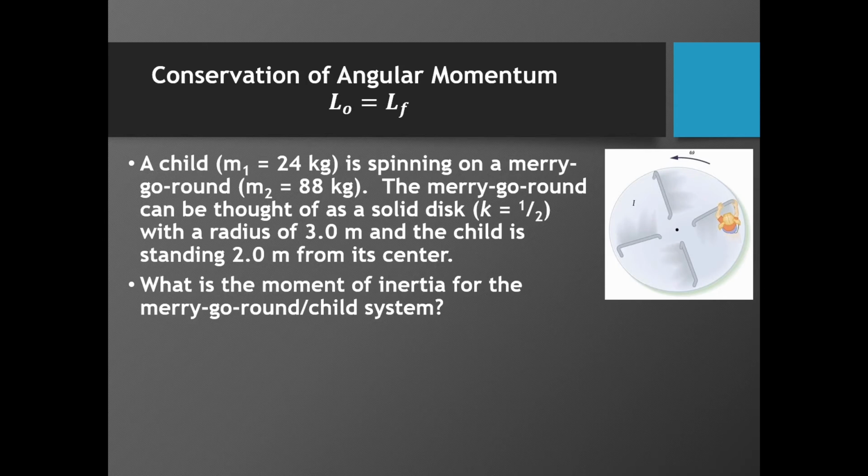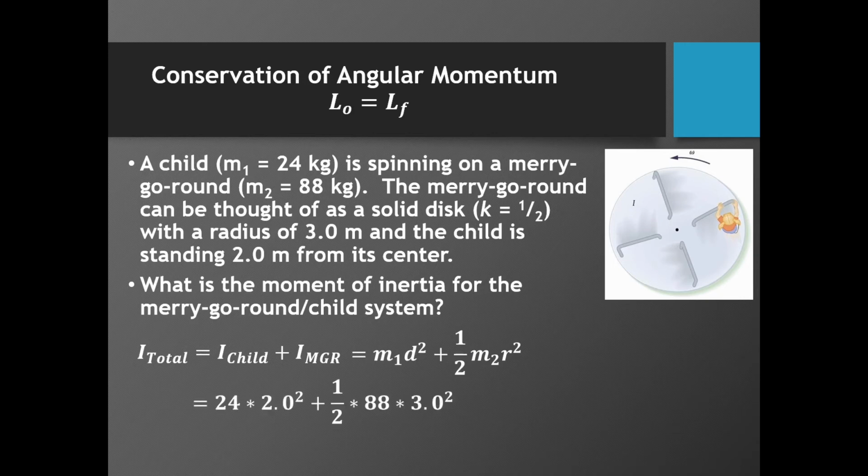Since we have two objects, we can essentially take the moment of inertia of each object, figure out what they are individually, and the total moment of inertia is literally going to be those two added together. So let's take the child, which is going to be the mass of the child times its distance from the axis of rotation squared. And then the moment of inertia of the merry-go-round is going to be 1/2 because it's a disk. A solid disk has a K value of 1/2 times the mass of the merry-go-round times its radius squared. We'll plug those numbers in. The child is 24 kilograms times 2 squared plus 1/2 times 88 times 3 squared. That's the merry-go-round. We get a total moment of inertia of 492 kilograms times meters squared.